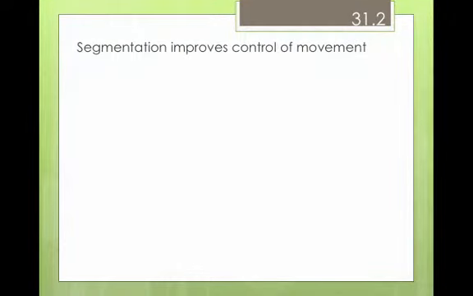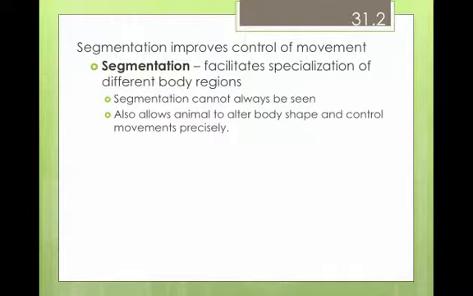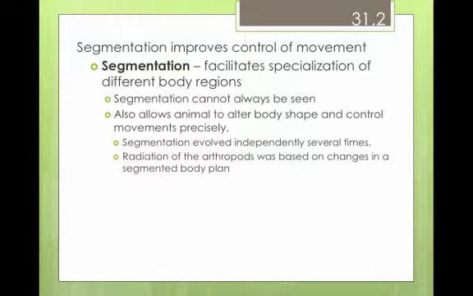Alright, so segmentation improves the control of movement. Segmentation facilitates specialization of different body regions. Segmentation cannot always be seen, so it could be internal. Also, it allows animals to alter body shape and control movements precisely. Segmentation evolved independently several times before it became what we know now. The radiation of the arthropods was based on changes in a segmented body plan. So the legs of a spider are all different segments of the spider's body plan.